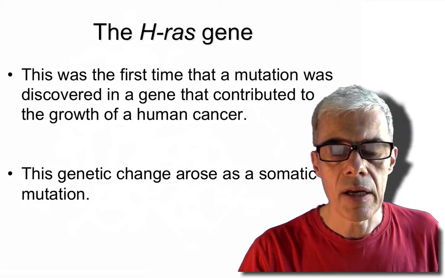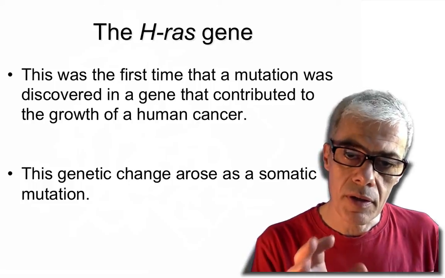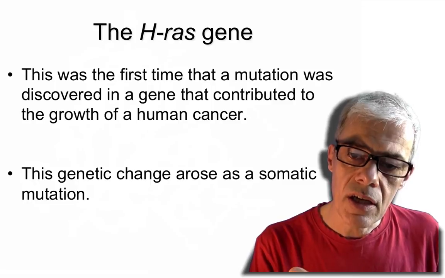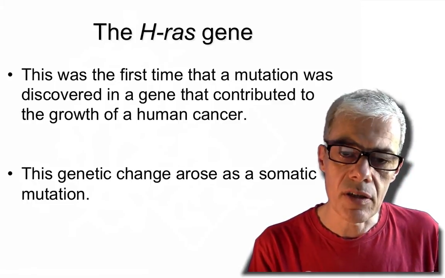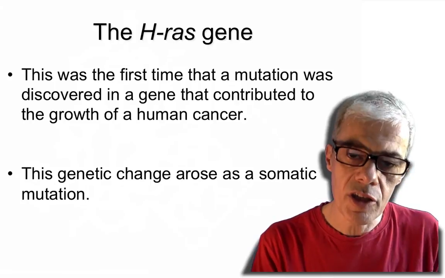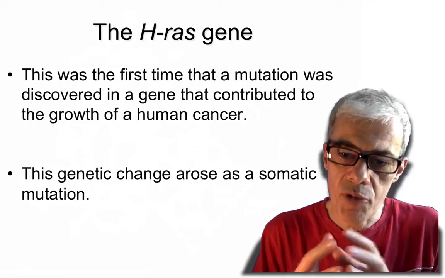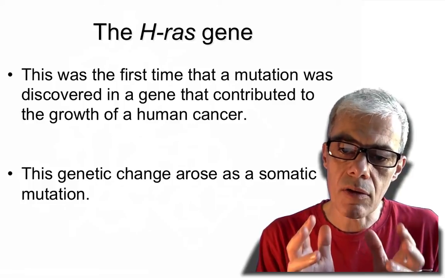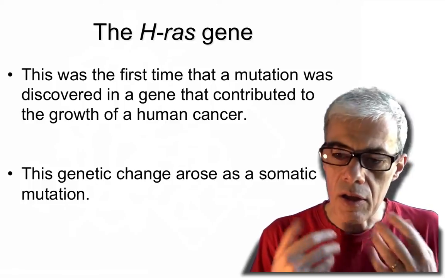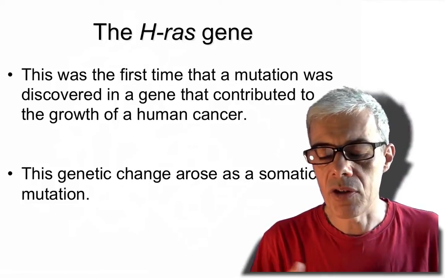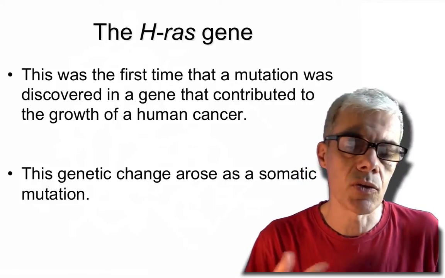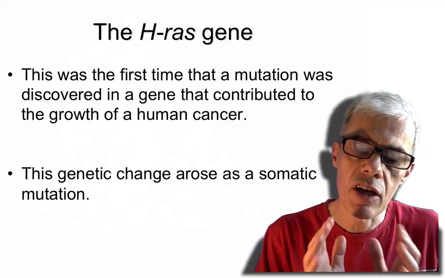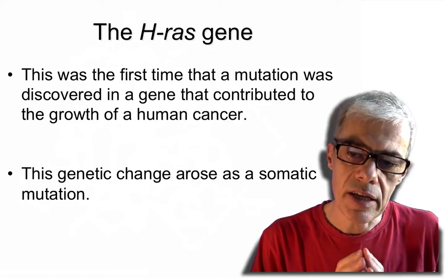Another important point about this is that this point mutation occurred as a somatic mutation, meaning it didn't occur in the germ cells. It wasn't part of the hereditary profile of the family. It occurred in an adult cell as a point mutation in response to a normal cellular process, or a carcinogen, or sunlight, or smoking, or something had caused that point mutation in somatic cells.